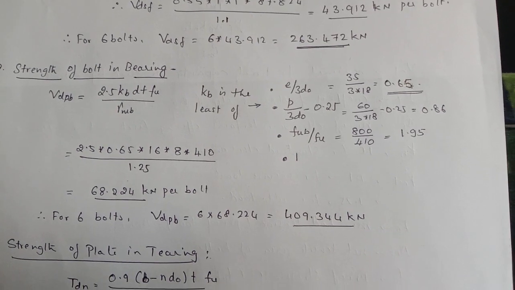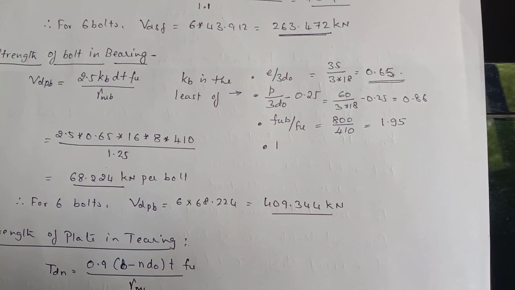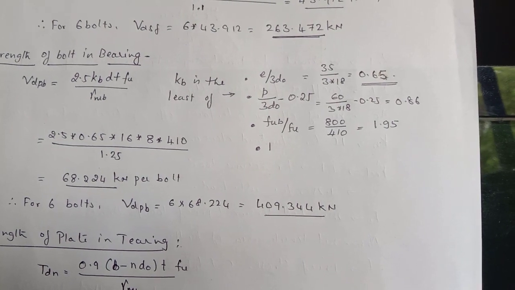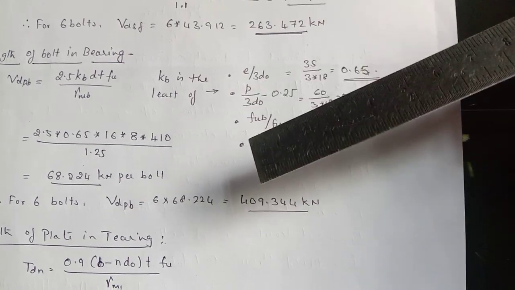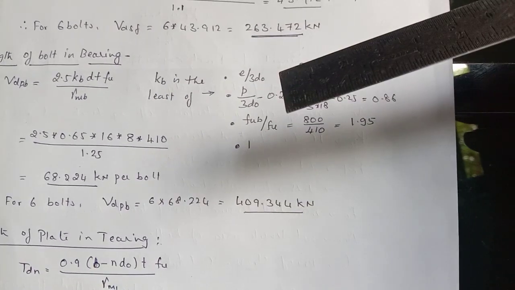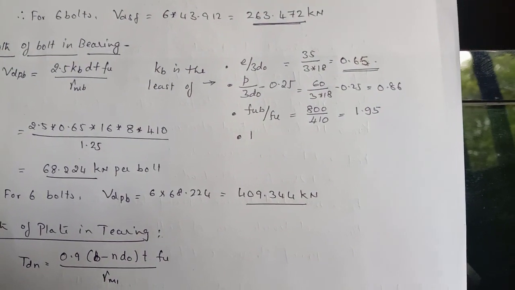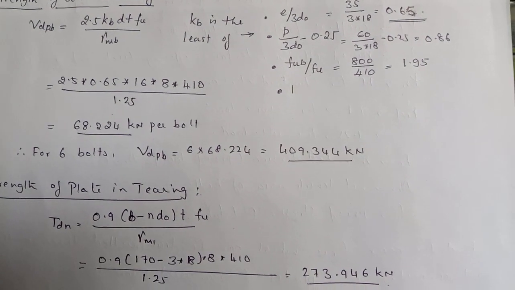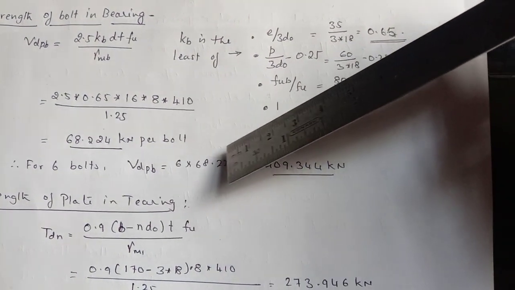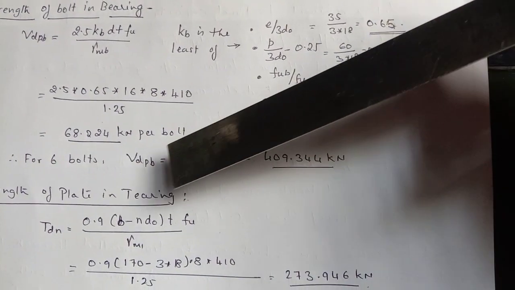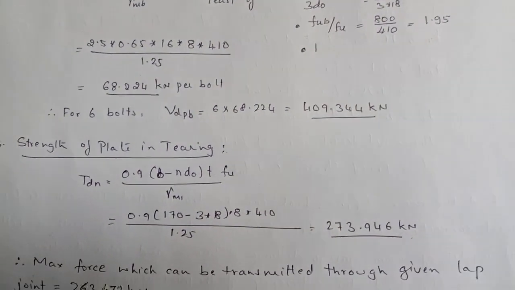So finally, strength of bolt in bearing is given by VDPB equal to 2.5 kb d T FU divided by gamma mb, same formula. The kb is the least of 4 values. Out of this, the least value is E divided by 3D naught, works out to be 0.65. When I substitute kb in the above equation, I get VDPB equal to 68.224 kilonewton per bolt. Therefore, for 6 bolts, the VDPB works out to be 409.344 kilonewton.